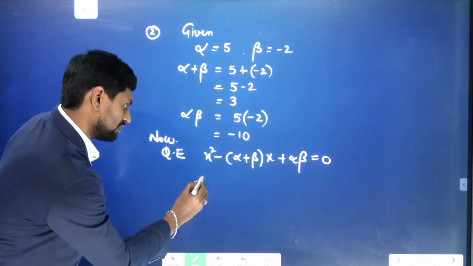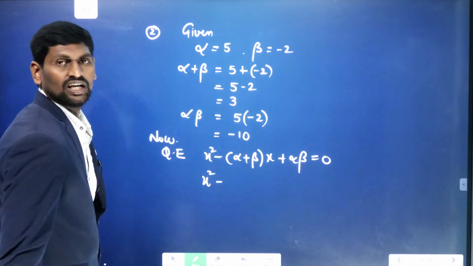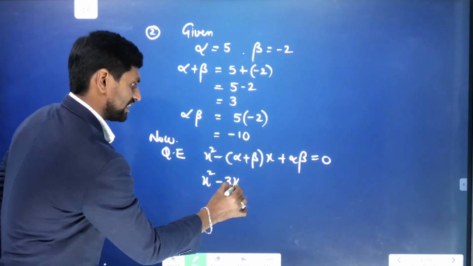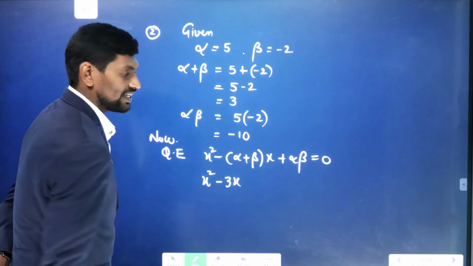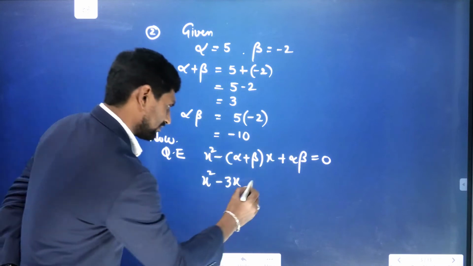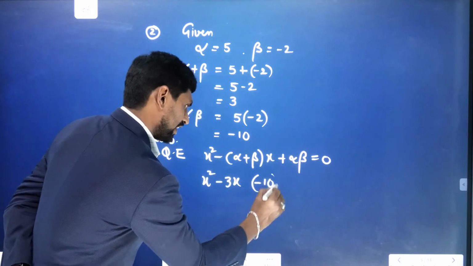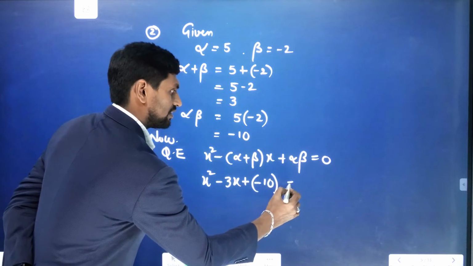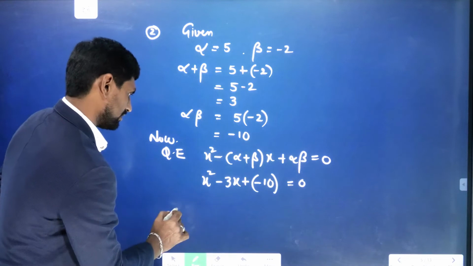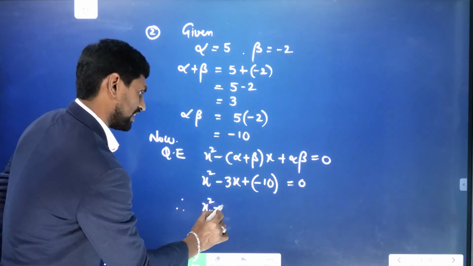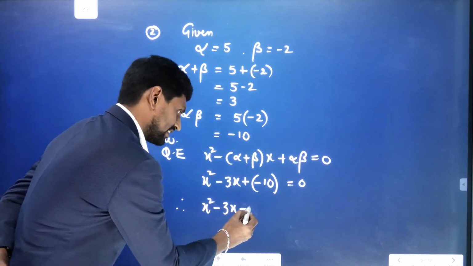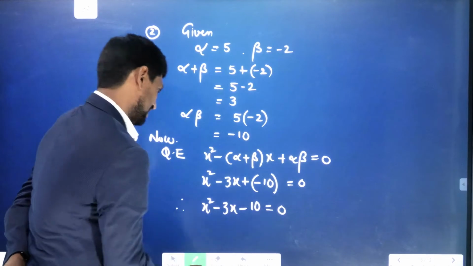Find it, substitute. Therefore x square minus alpha plus beta value is 3. So 3 into x, that means 3x, plus minus plus alpha into beta. Alpha into beta is minus 10. So front we have plus symbol, that is equal to 0. Therefore the required equation is x square minus 3x plus into minus becomes minus 10. This is the required equation.